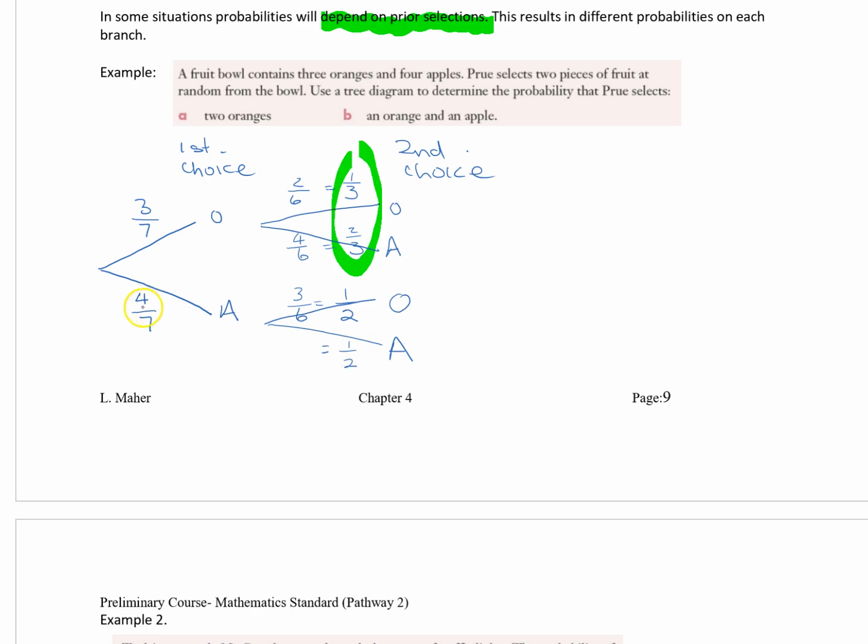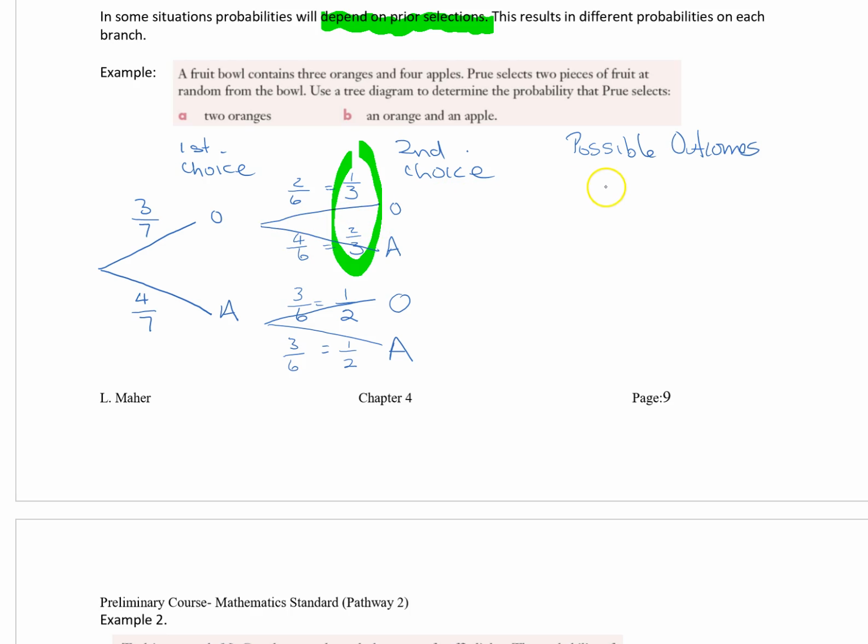How do we get that? Well, there were originally 4 apples, 1's been taken out, that leaves us 3, and there are now only 6 pieces of fruit, and 3 and 6 is a half. So again, we see the probabilities adding to give 1. So what are our possible outcomes? Remember, this is the most important piece of information that you can actually write down.